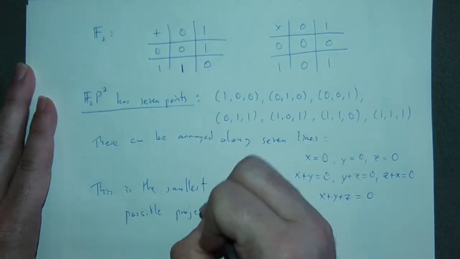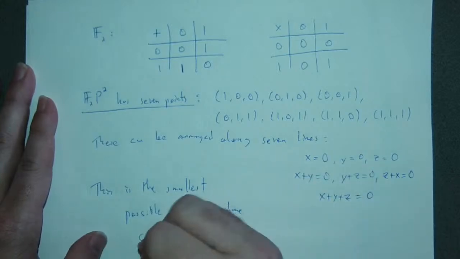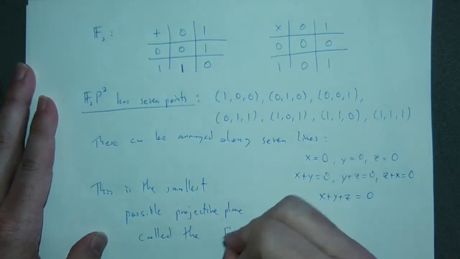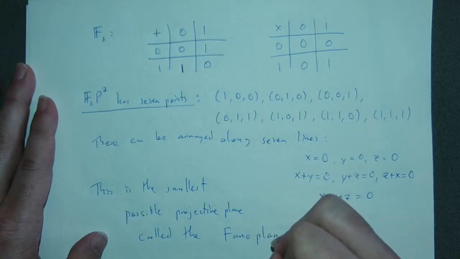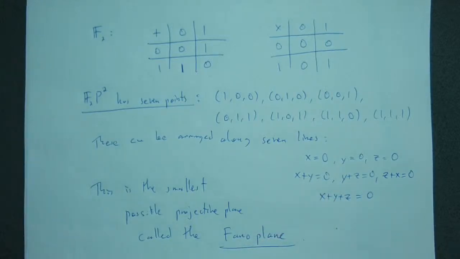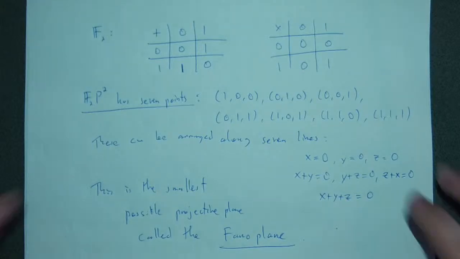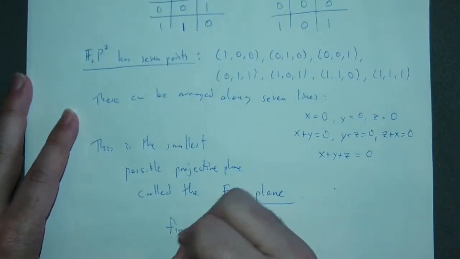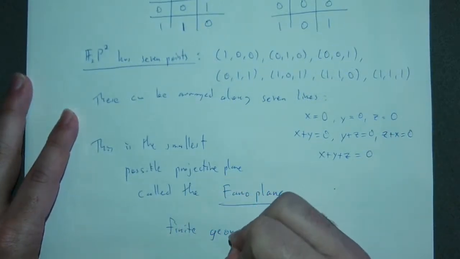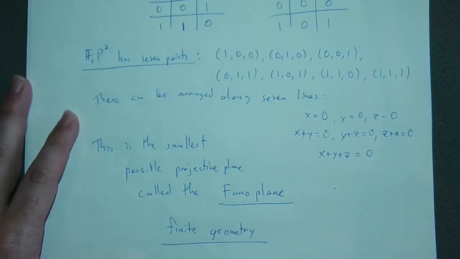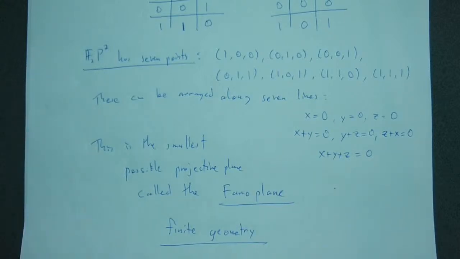This is the smallest possible projective plane, called the Fano plane. All right. So this is a weird object from our perspective, because it's an example of finite geometry, which is something that we have not mentioned, and something that is very much its own subject.